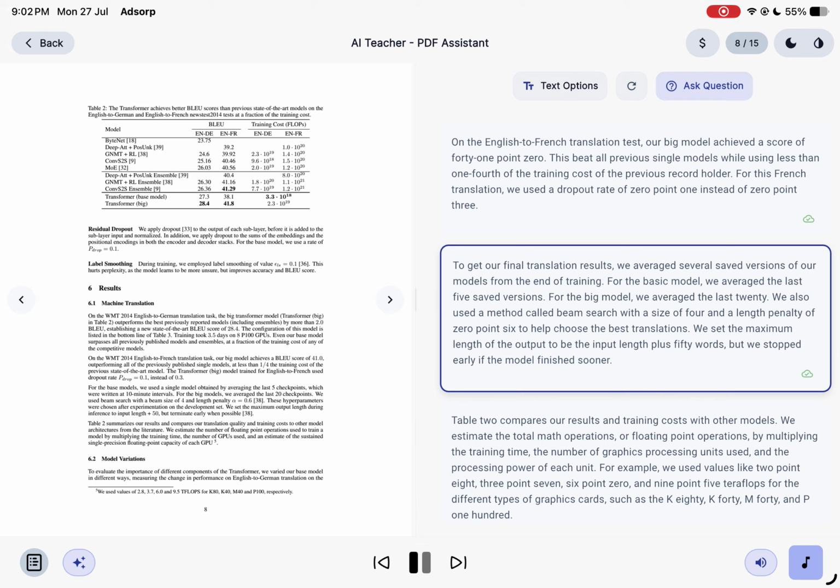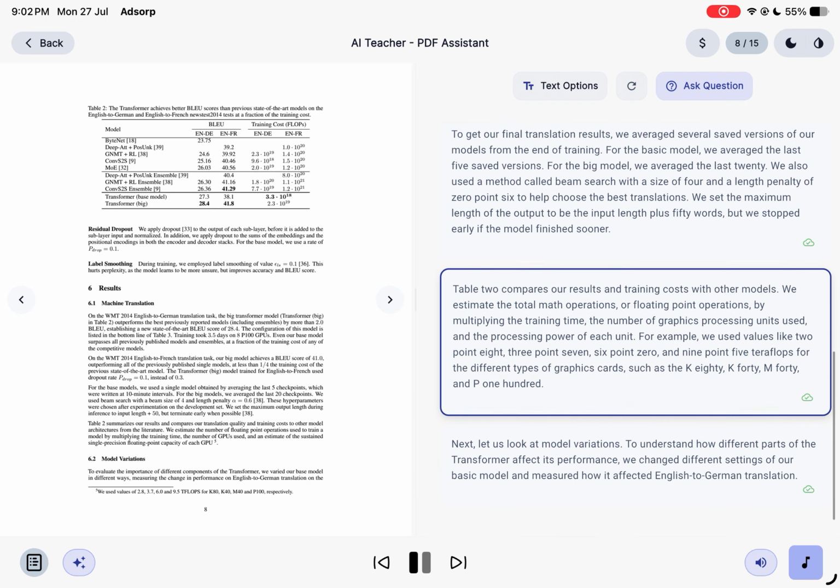We also used a method called beam search with a size of 4 and a length penalty of 0.6 to help choose the best translations. We set the maximum length of the output to be the input length plus 50 words, but we stopped early if the model finished sooner. Table 2 compares our results and training costs with other models.